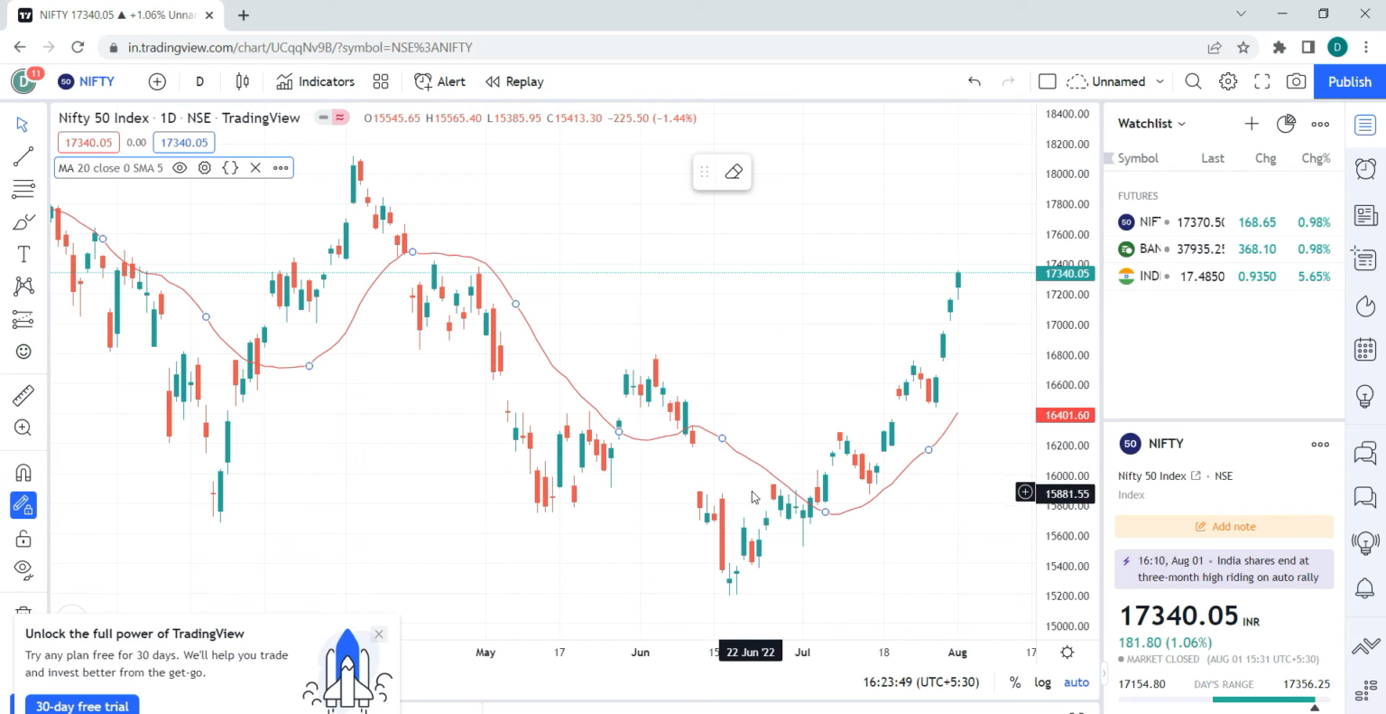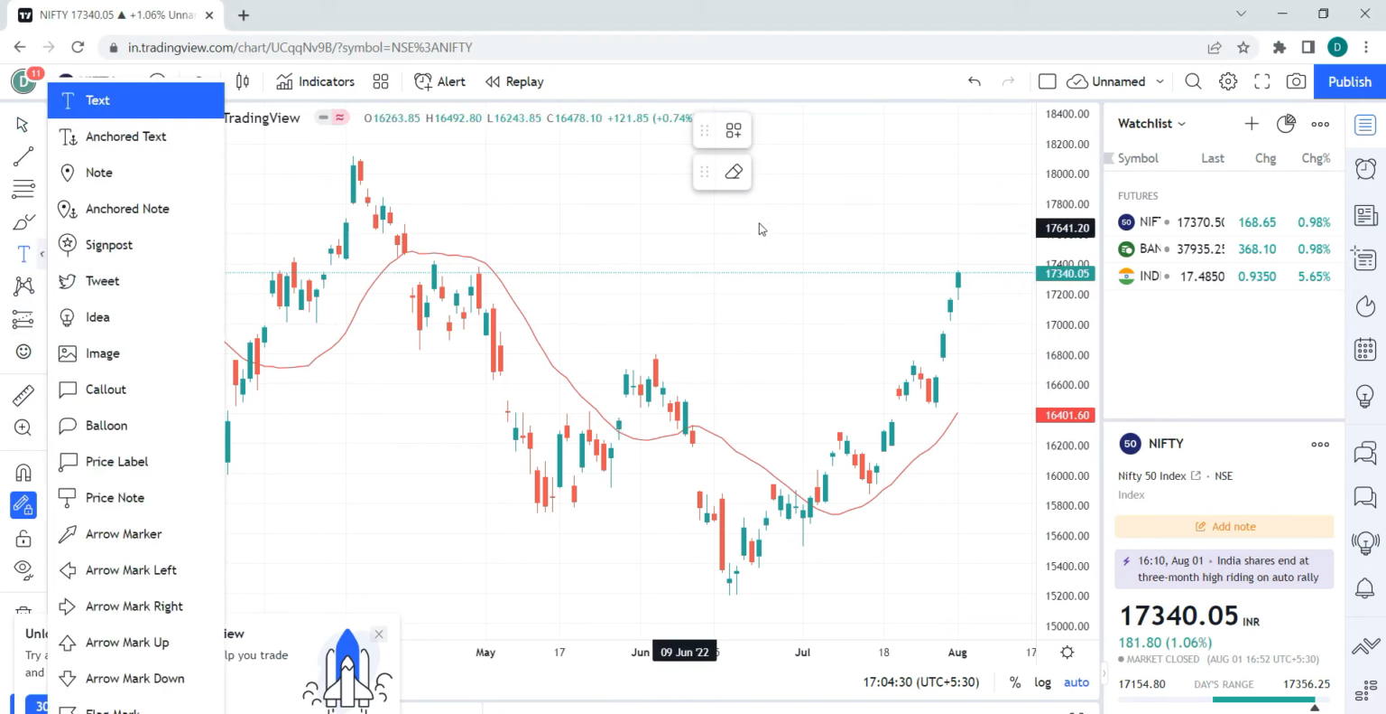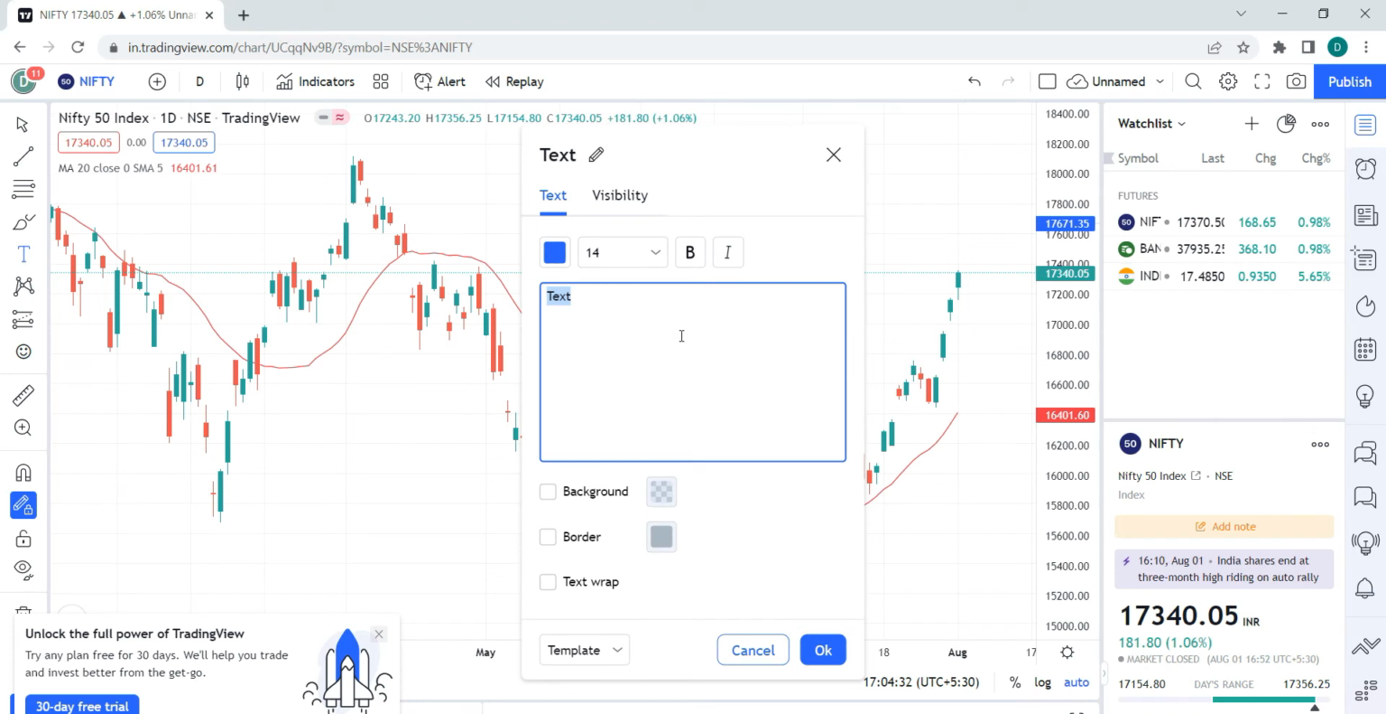Moving forward, let's understand the importance of this indicator. How does it help you in your trading? Let's understand what the use of a moving average is. The first thing they provide is support and resistance.